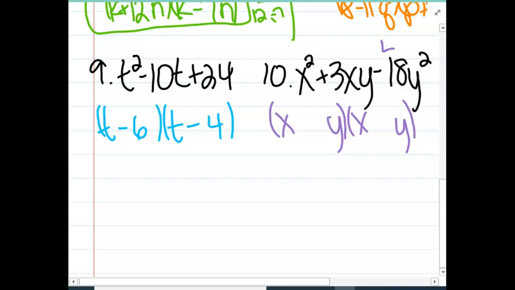Now what multiplies to give me negative 18 and adds to give me 3? I saw a couple of people had it. I agree with the 6 and the 3. Let's figure out the signs. The 3 needs to be positive, so the bigger number needs to be positive. So it'd be a positive 6 and a negative 3.